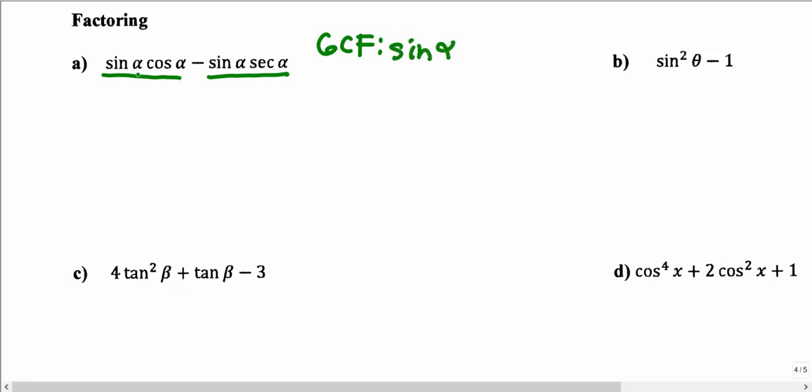And it's important that not only the trig function have the same name, but also the input must also be the same. So we must have an alpha and an alpha in order for us to say that we have a common factor of sine alpha. So the input is also important. It must also match. So both of these terms have a common factor of sine alpha. So we'll divide out or factor out to the front that GCF of sine alpha. And on the inside, we would have left cosine alpha minus secant alpha.